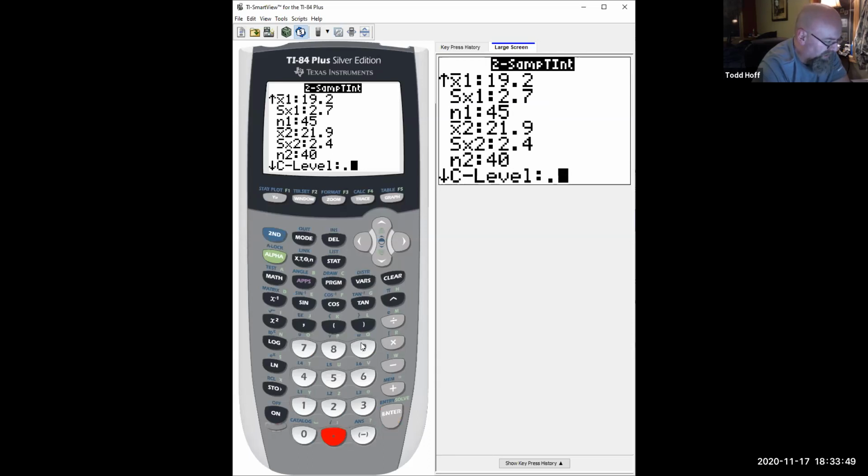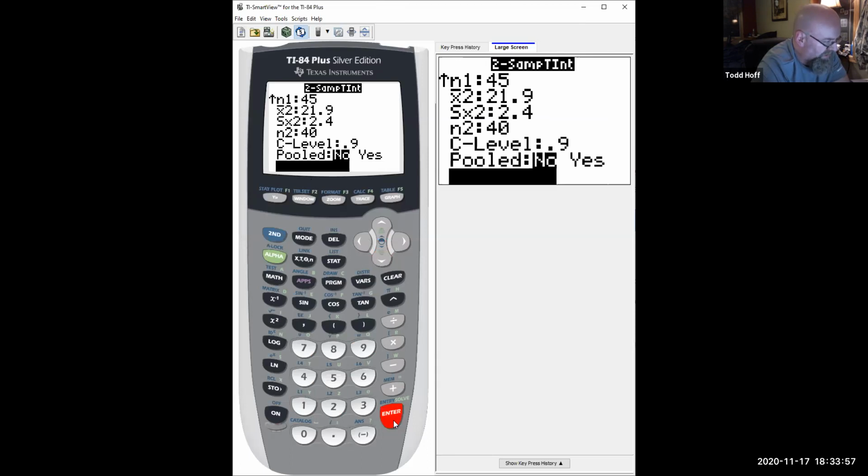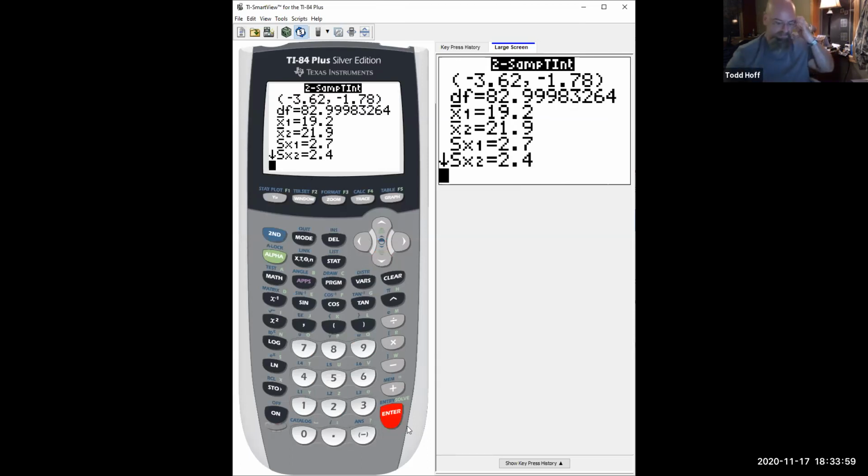Confidence level is 0.9, 90%. Pooled, we're going to stick with no, let the calculator do the hard work. And let's calculate. So I get an interval here of negative 3.62 to negative 1.78.